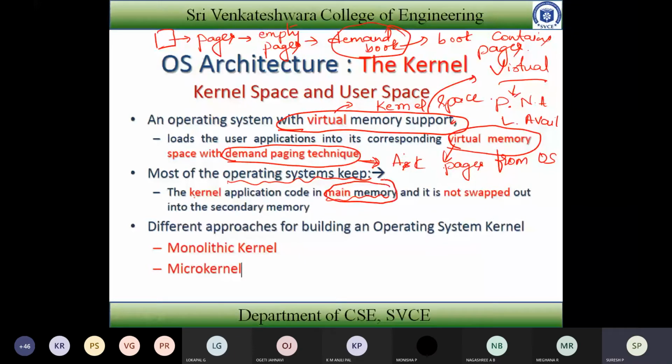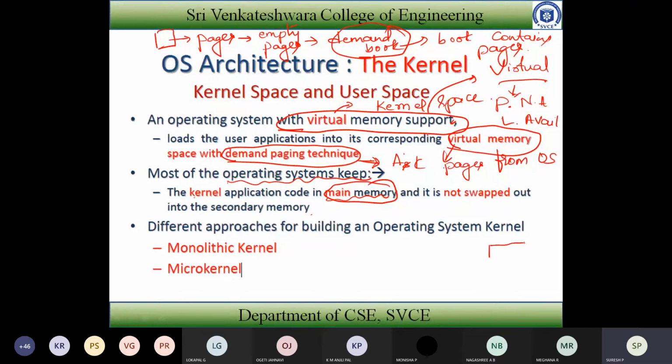What does it mean that it is not swapped out? Whatever you are going to execute stays in the primary memory. When that particular space is not available, it won't move to the secondary memory. So how will it be done? If you recall the memory hierarchy from computer organization.